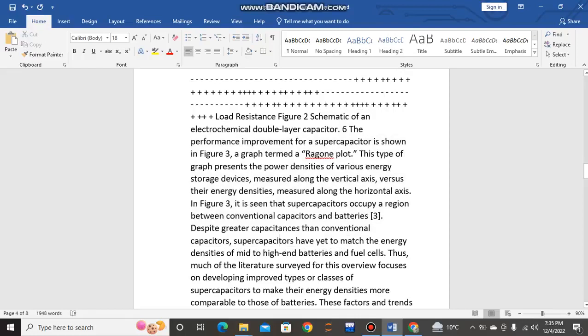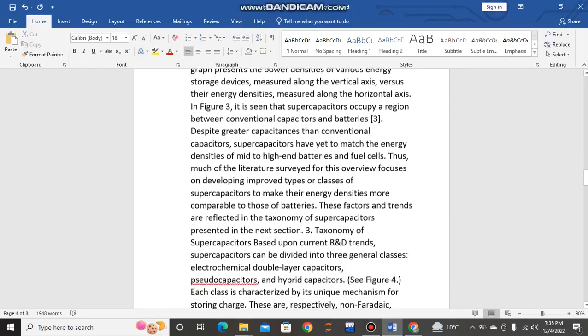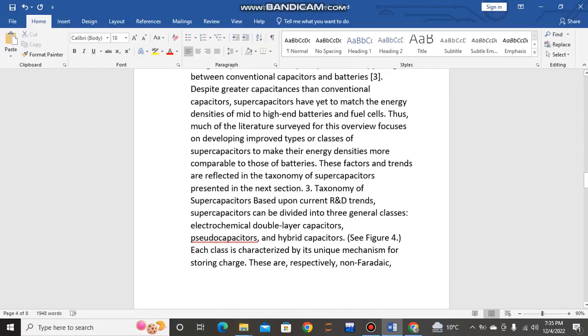Despite greater capacitance than conventional capacitors, supercapacitors have yet to match the energy densities of mid to high end batteries and fuel cells. Thus, much of the literature surveyed for this overview focuses on developing improved types or classes of supercapacitors to make the energy densities more comparable to those of batteries.